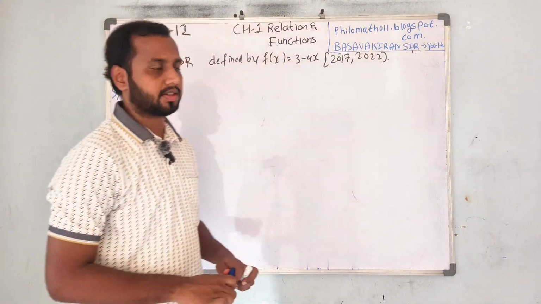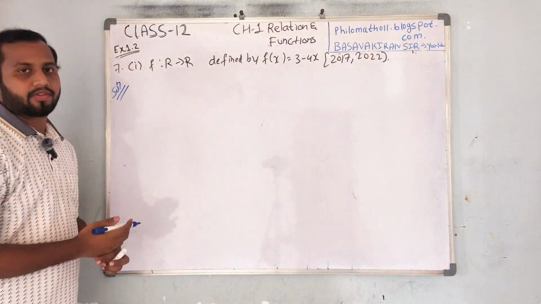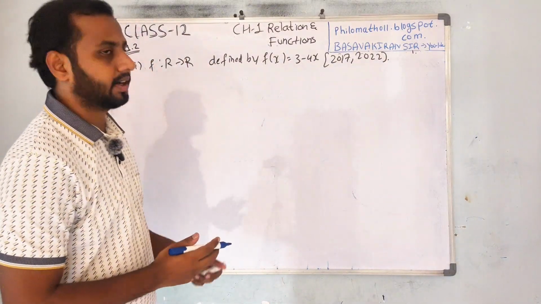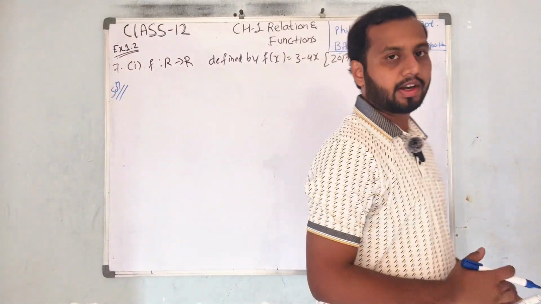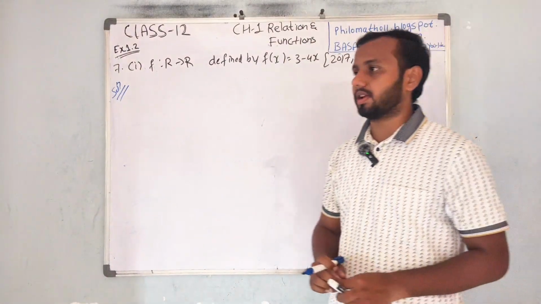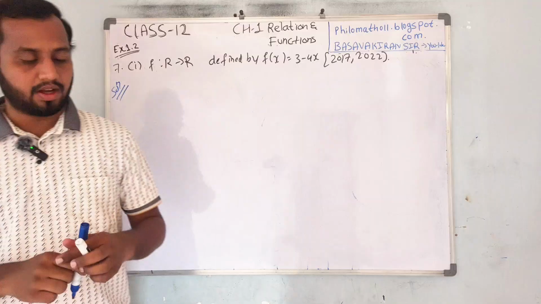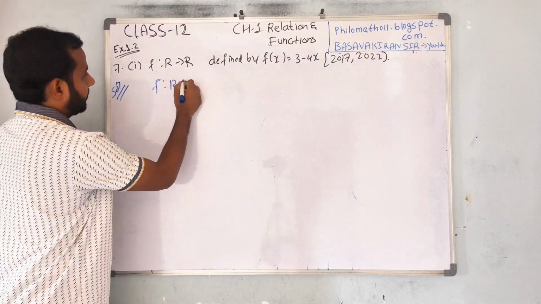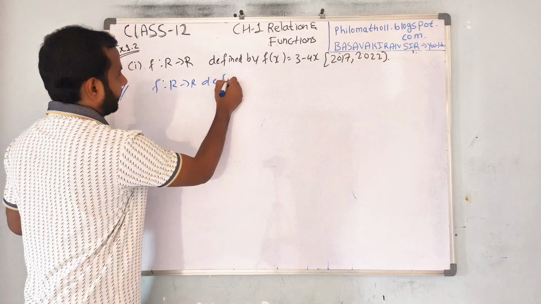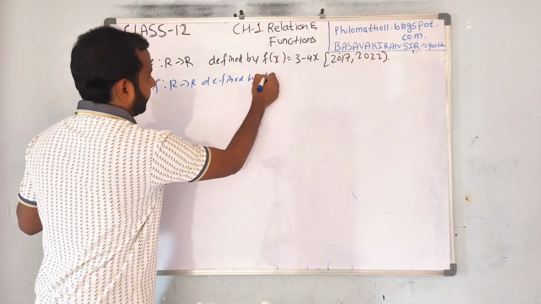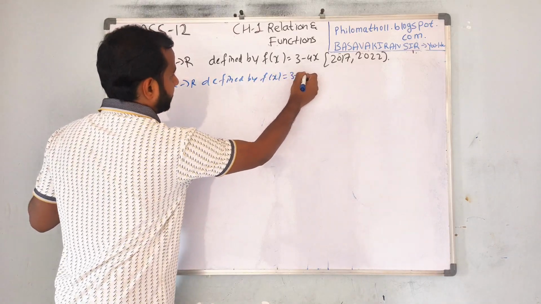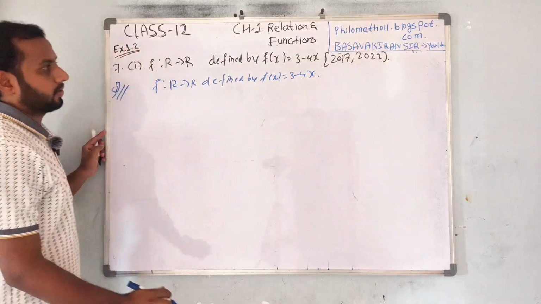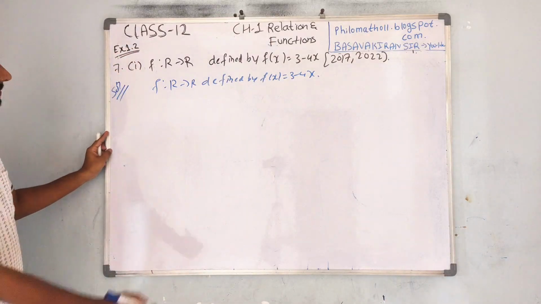Last question of the functions. Now let us check whether the function is 1-1 or onto, f from R to R, that is real number to real number, defined by f of x equals 3 minus 4x. We need to check whether it is 1-1 or onto. To check whether a function is 1-1 or onto, let f from R to R be defined by f of x equals 3 minus 4x. Already a repeated question for 2017 as well as 2022.